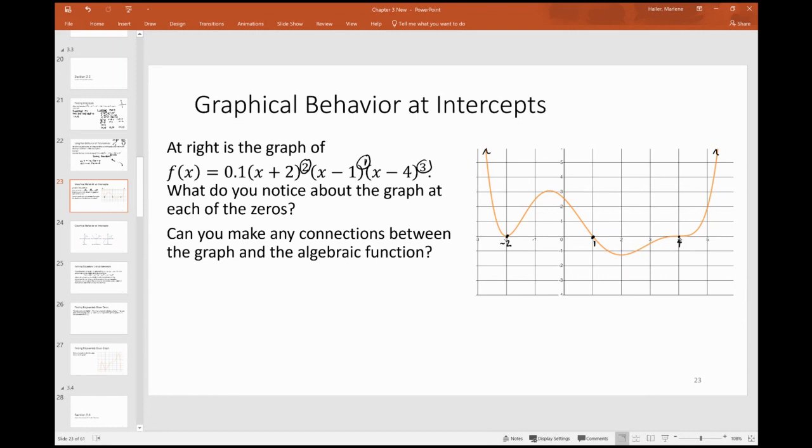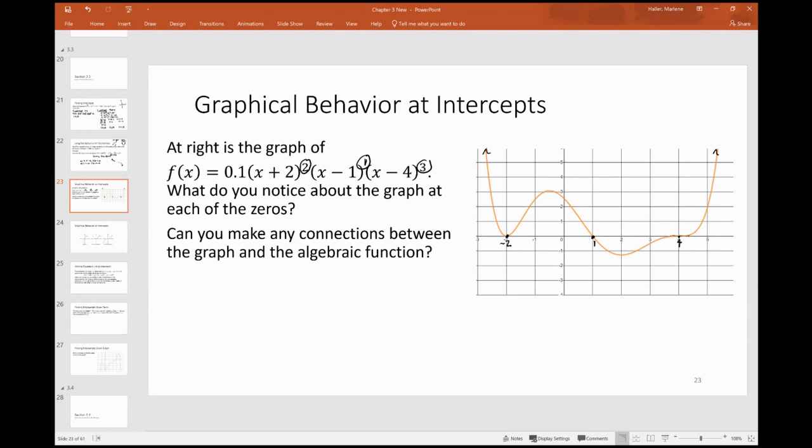And look here at the zero of x equals 4. Look how the graph behaves. And look at the exponent on the zero, or the multiplicity, if you will, of the zero. Okay, it's 3. Doesn't that little portion of the graph resemble the cubic function?